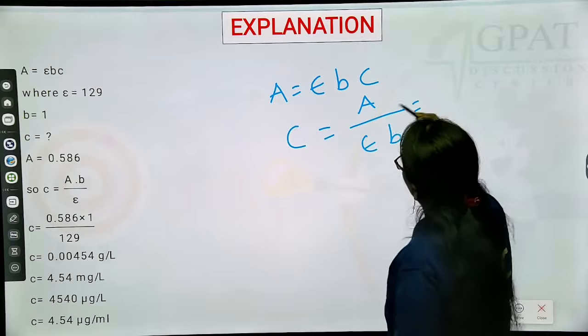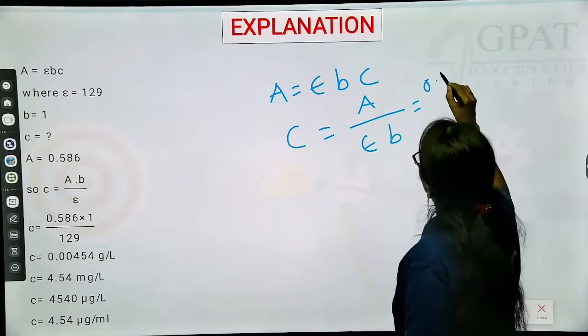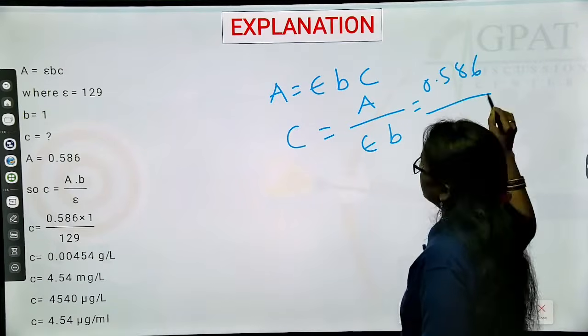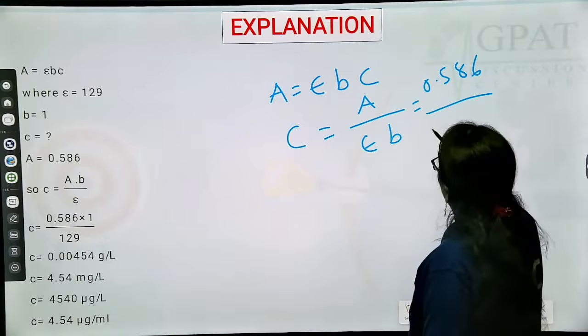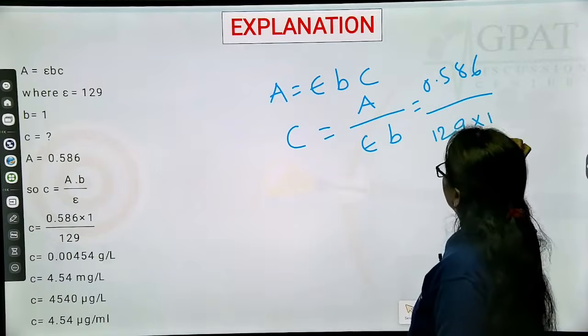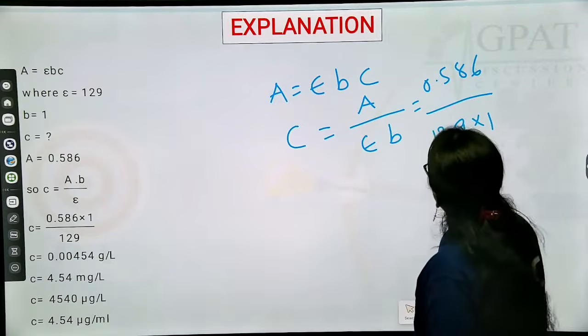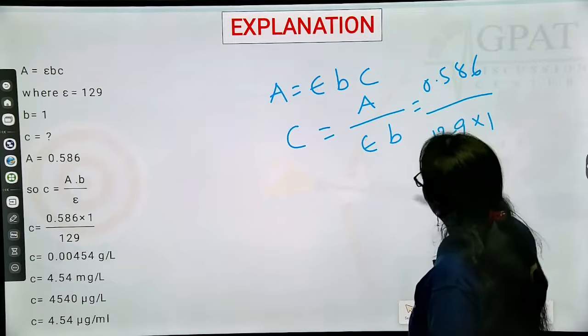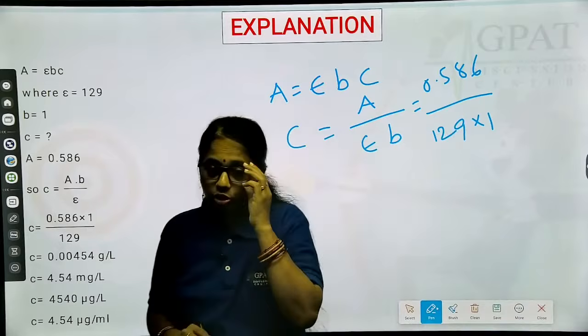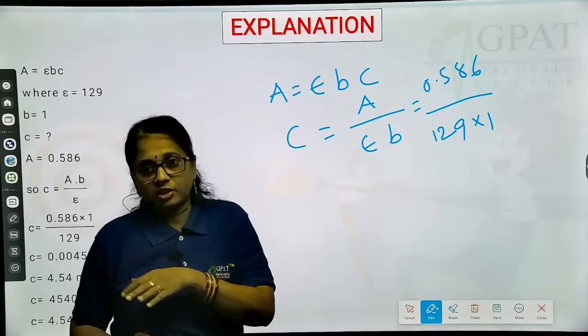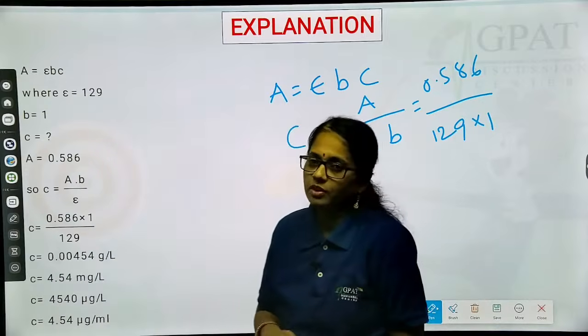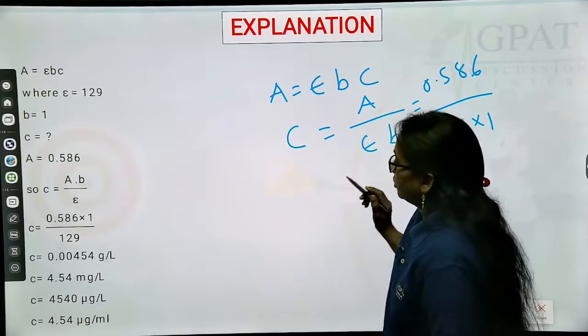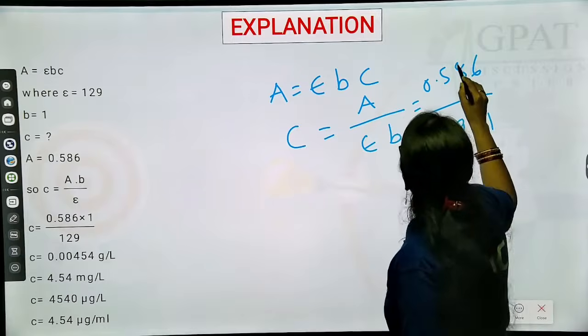So what is the absorbance value? That is 0.586. What is the molar absorptivity value? 129 into 1, this is simply 129, okay. So how are we going to convert this? You are not allowed to use calculators or logarithmic scales anywhere, okay. So this is how we are going to do it.